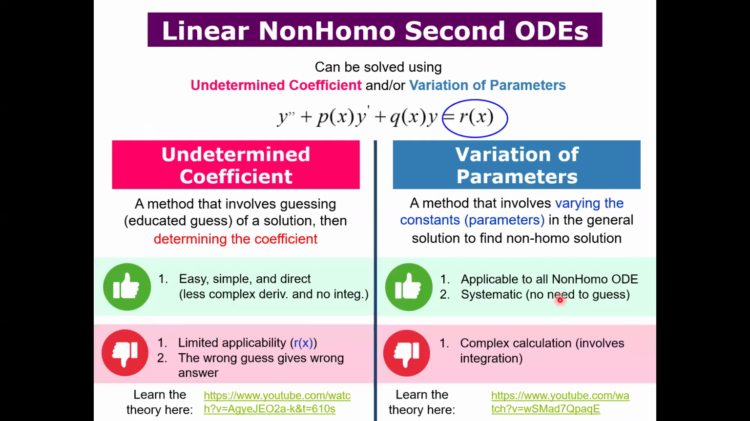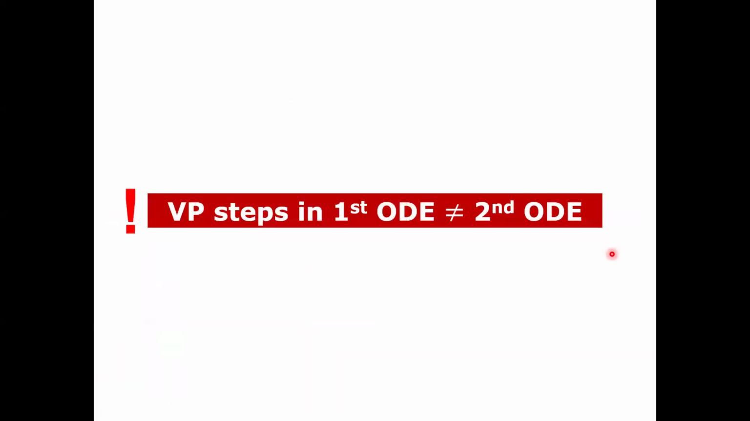Okay, now we have covered the undetermined coefficient method. Now let's learn how to solve the variation of parameters method. Just note that the VP steps, or variation of parameter steps, in first ODE that you learned with Dr. Shakina in lecture 4 are not equal to those for second ODE in this lecture. The steps are different, so you have to pay attention. And if you forgot how to solve VP in first ODE, it doesn't matter.